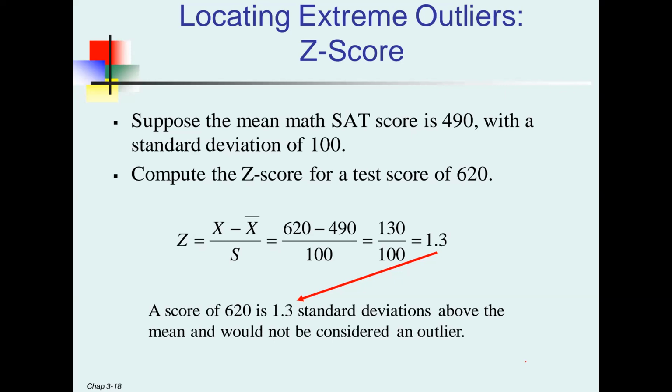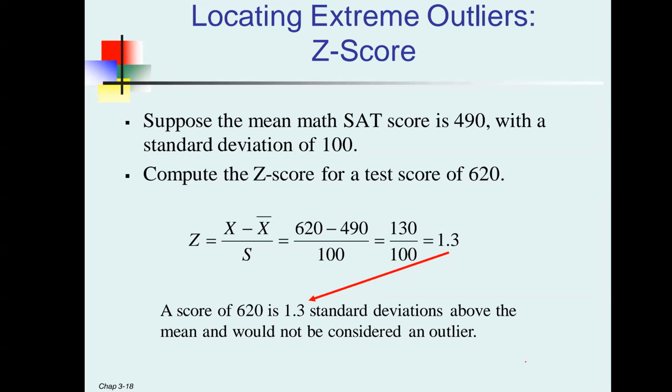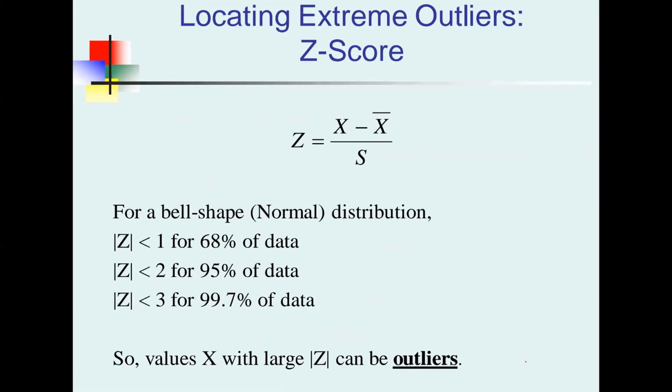So the interpretation is that this value, which is 620, is 1.3 standard deviations above the mean, okay? And it would not be considered an outlier because it's not very far from the mean. Did you get that? Yes. So that's what is there.